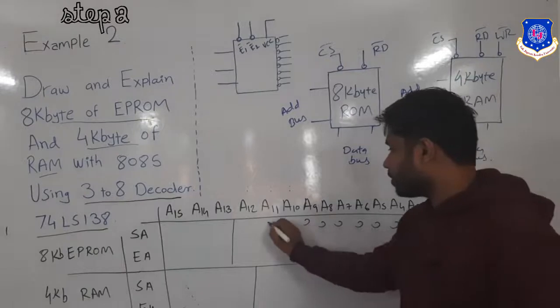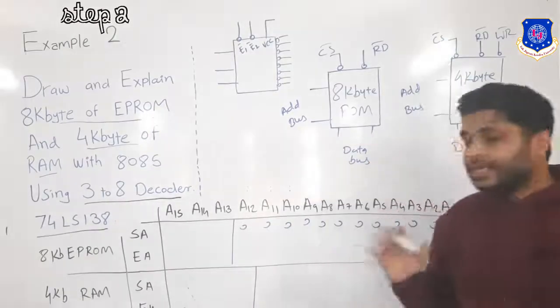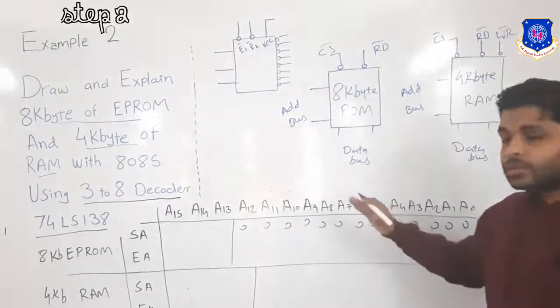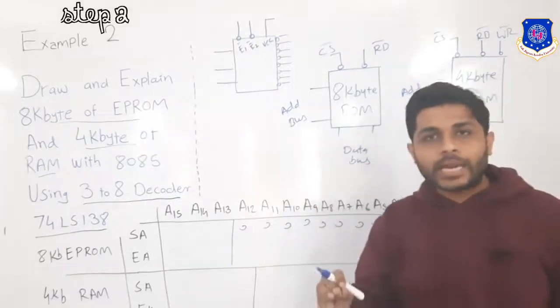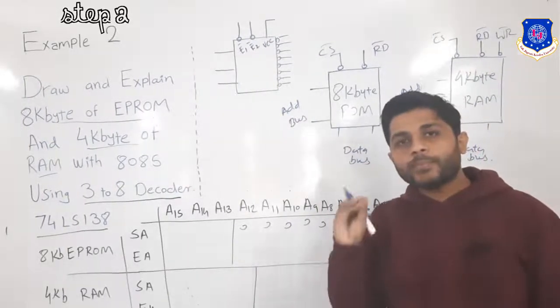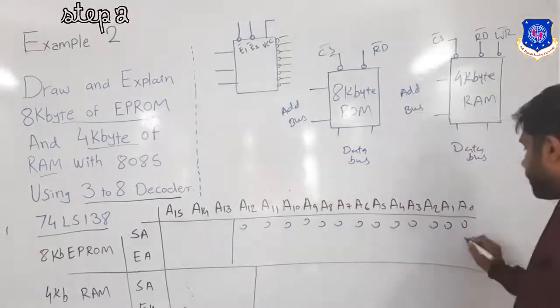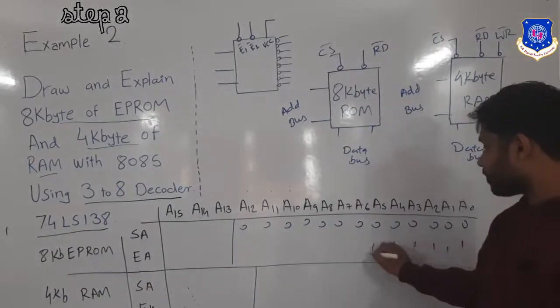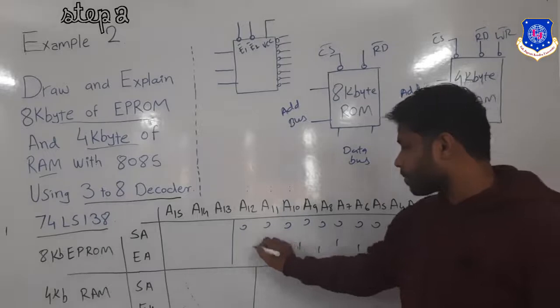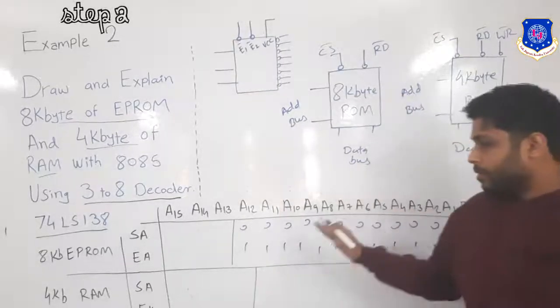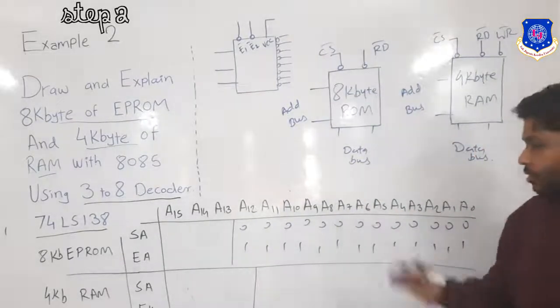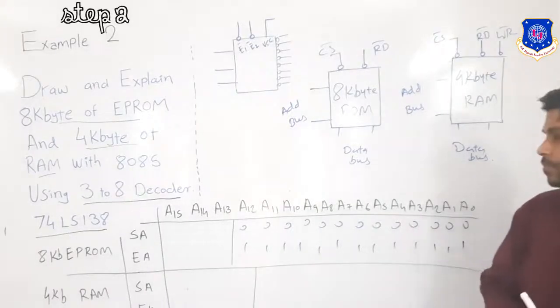To find the last address, we will set all the values of the address lines connected to that particular memory to 1. So let's set all the lines to 1. This is how you can find the last address.